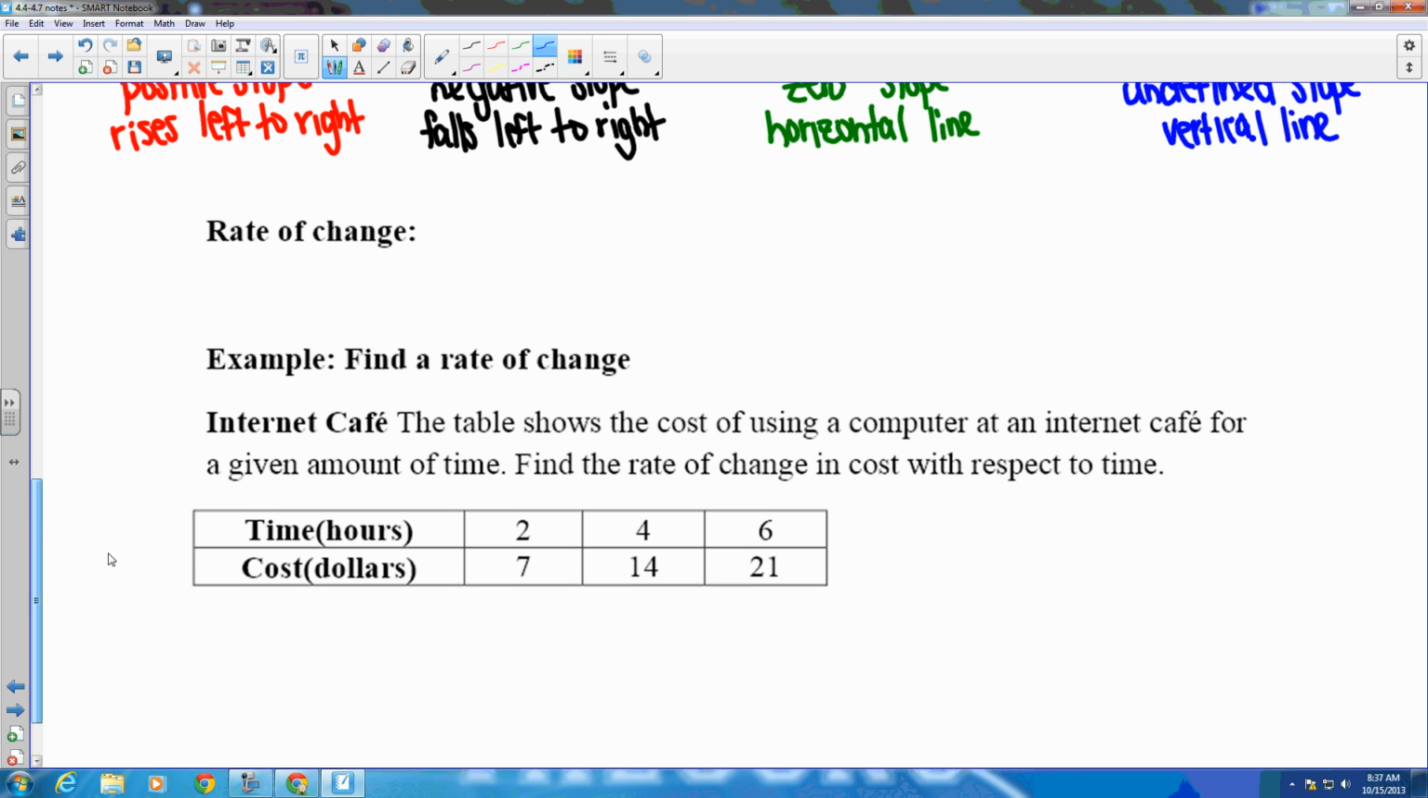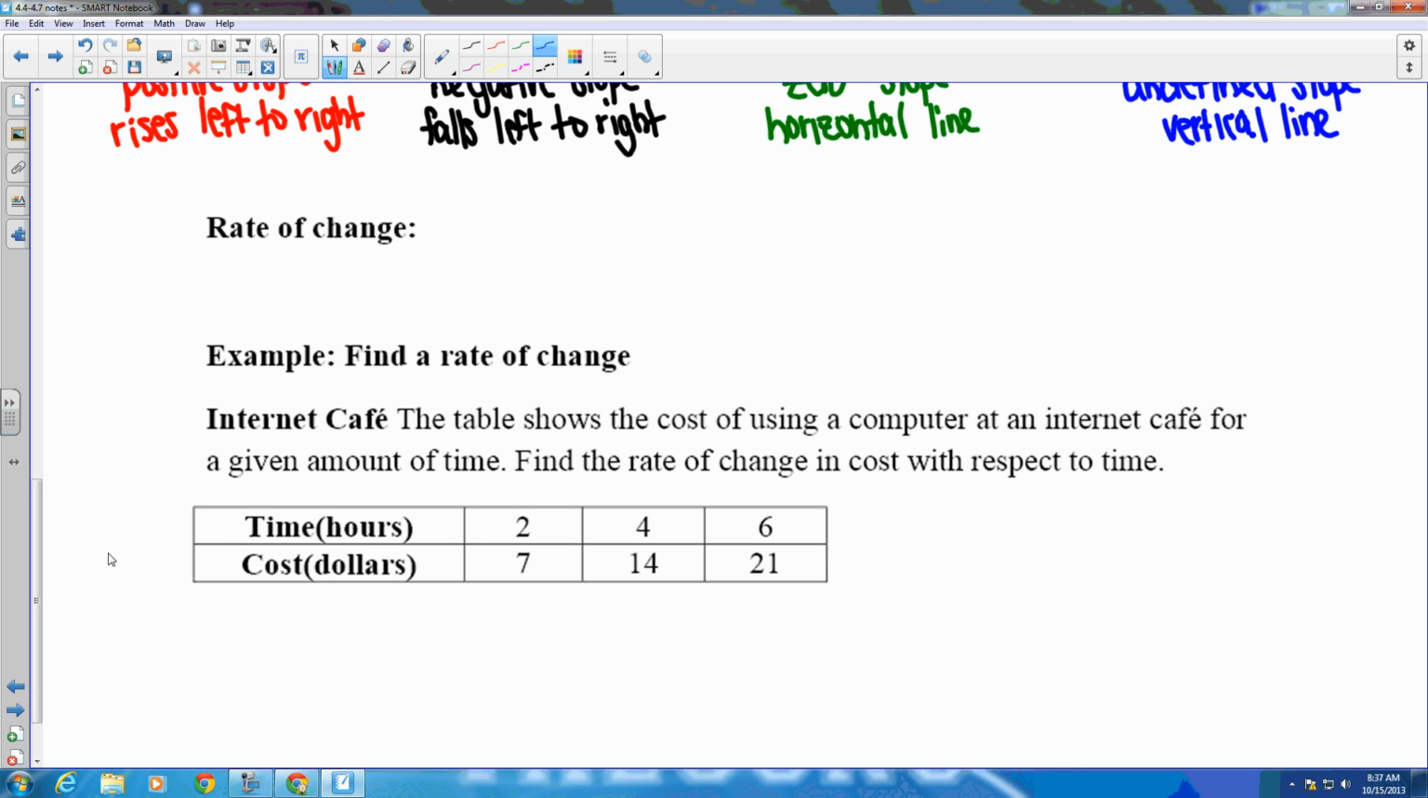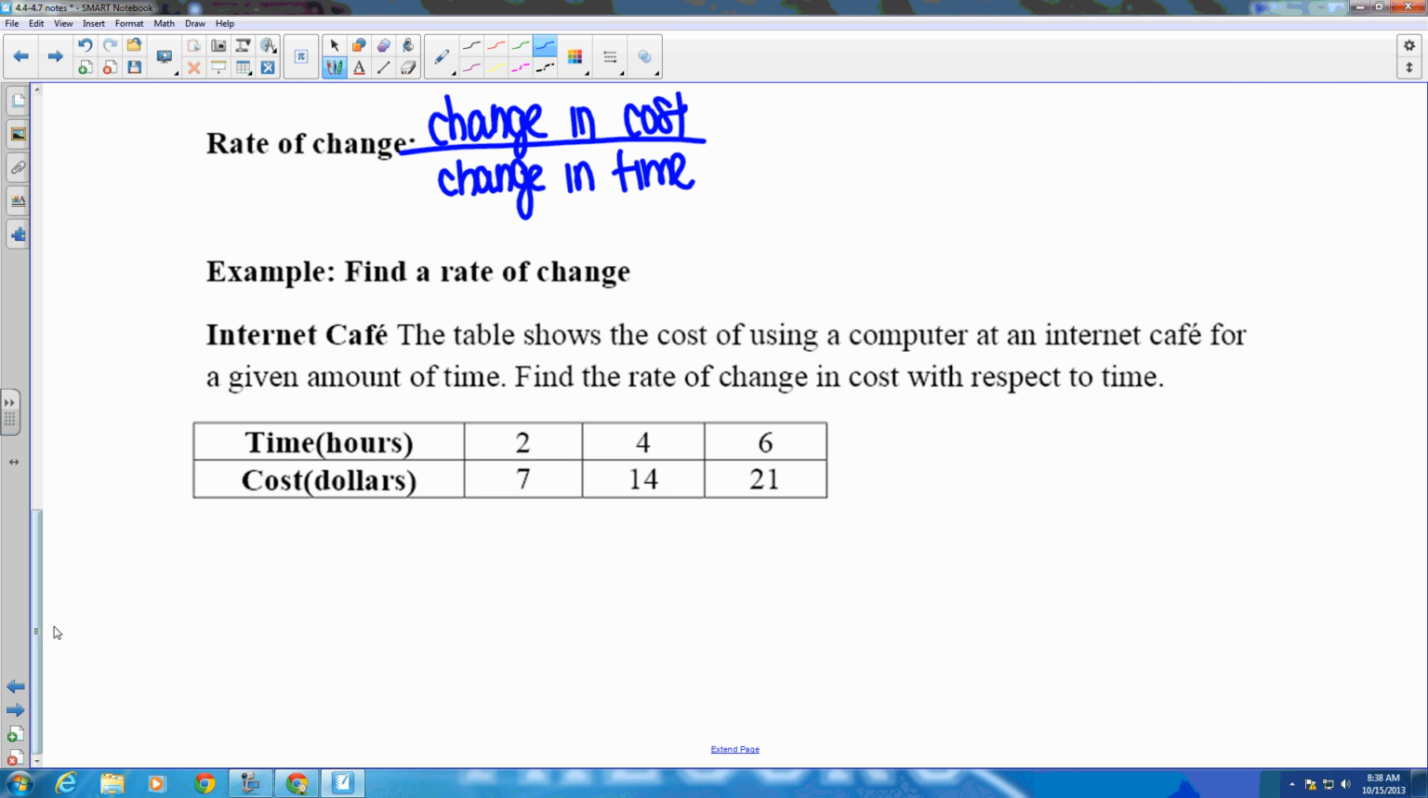Okay, now we have the rate of change when we're talking about word problems here. The rate of change is always going to be given by the change in cost over the change in time. The table shows the cost of using a computer in an internet cafe for a given amount of time. Find the rate of change in cost with respect to time.